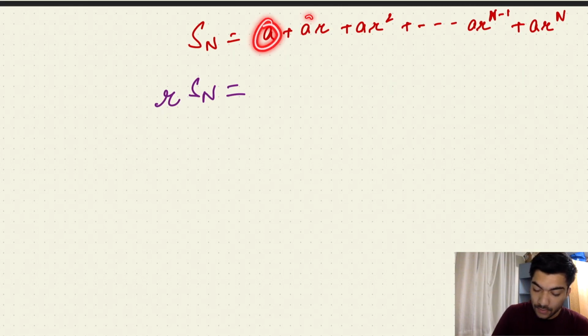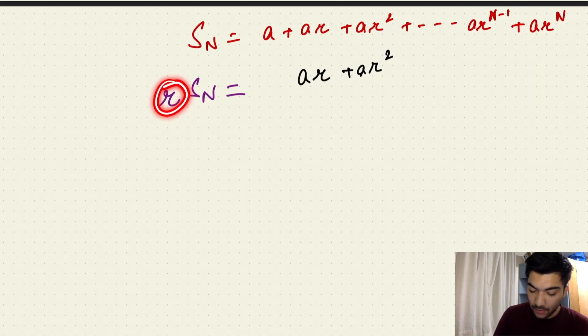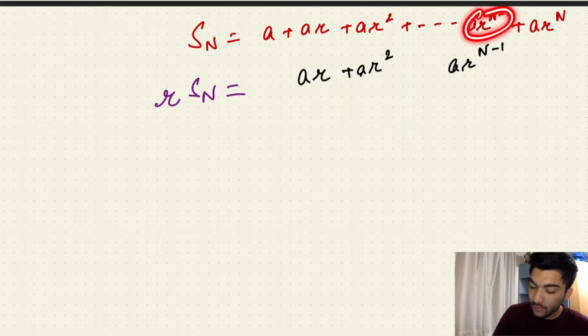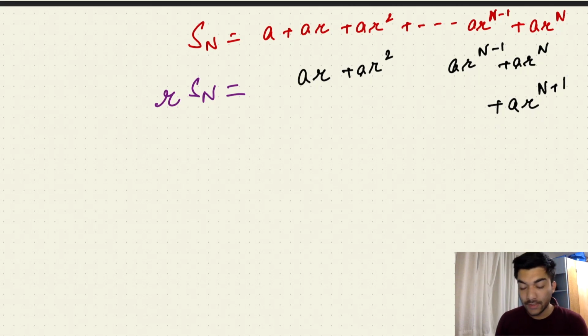So if we multiply a with r, we get ar. If we multiply r with ar, we get ar square. And similarly, if we keep on multiplying r with all these individual terms, we would have an ar to the power n minus 2 term, which will give us ar to the power n minus 1. Multiplying r to this, we will have ar to the power n. And at last, if we multiply r with ar to the power n, we will get an additional term which is ar to the power n plus 1, right?